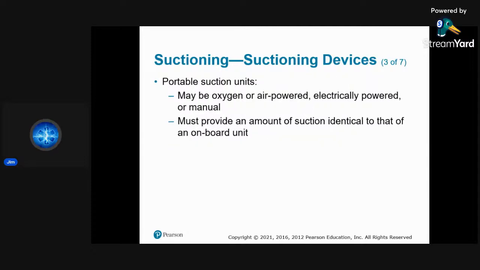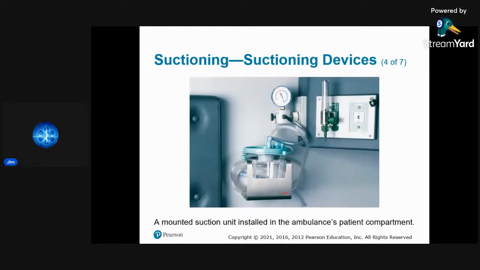There are portable suction units. They can be air-powered, electric-powered, or manual. In today's EMS, a lot of them are electric-powered, but we still have the little yellow hand pump manual ones. And they must provide the same suction as an onboard unit, or they will not pass qualifications.